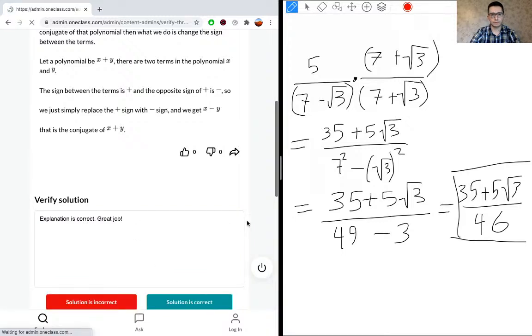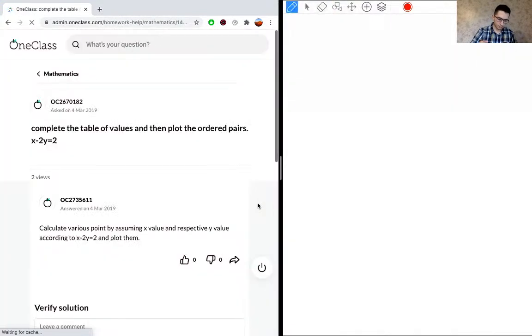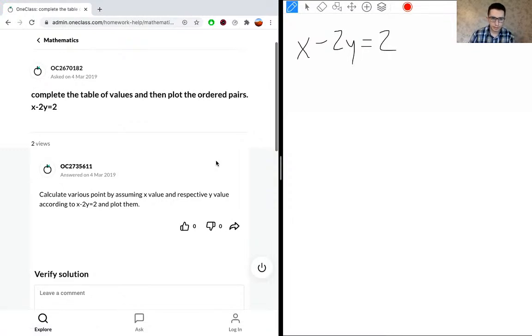All right, let's get to the next question. So here the question is asking to complete the table of values and then plot the ordered pairs, and it's giving us a function. So we have the function x minus 2y equals 2. It doesn't really provide us with a table or an image of a table, so we can just plot the function here and substitute values of our own.